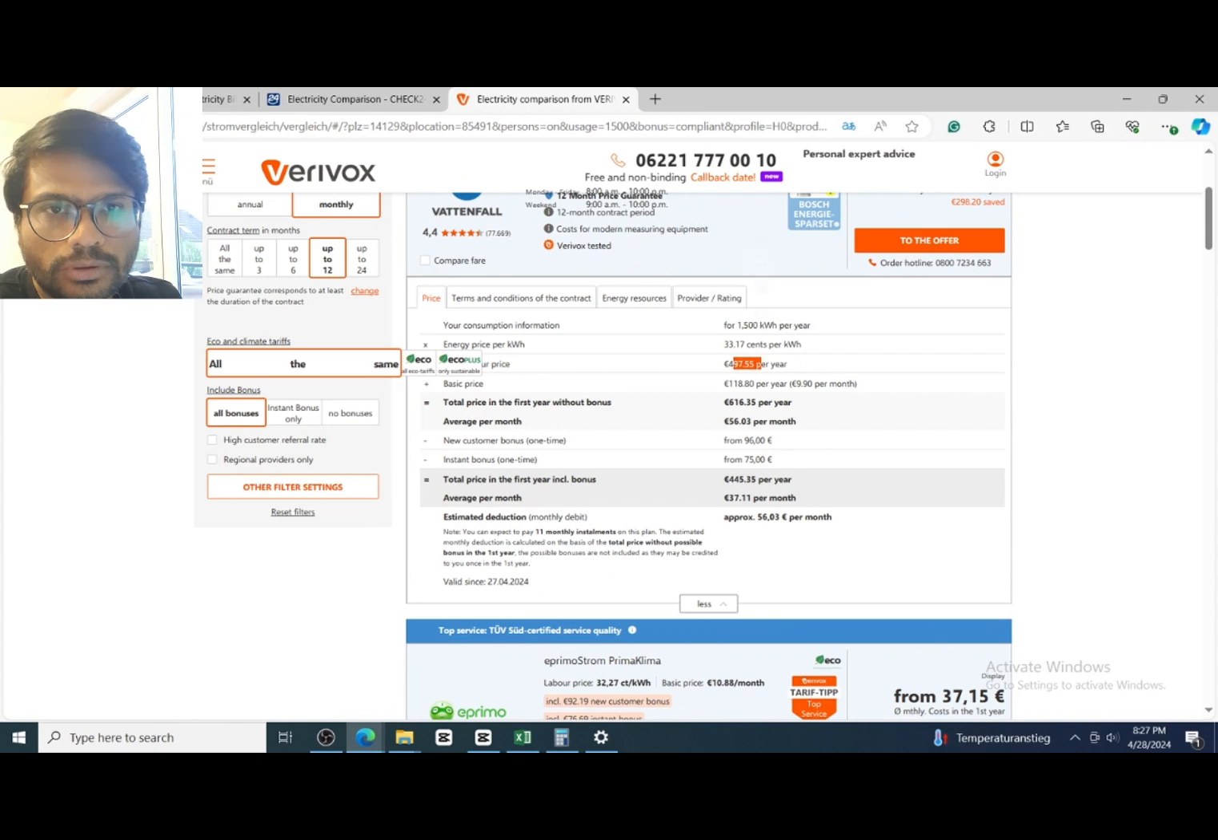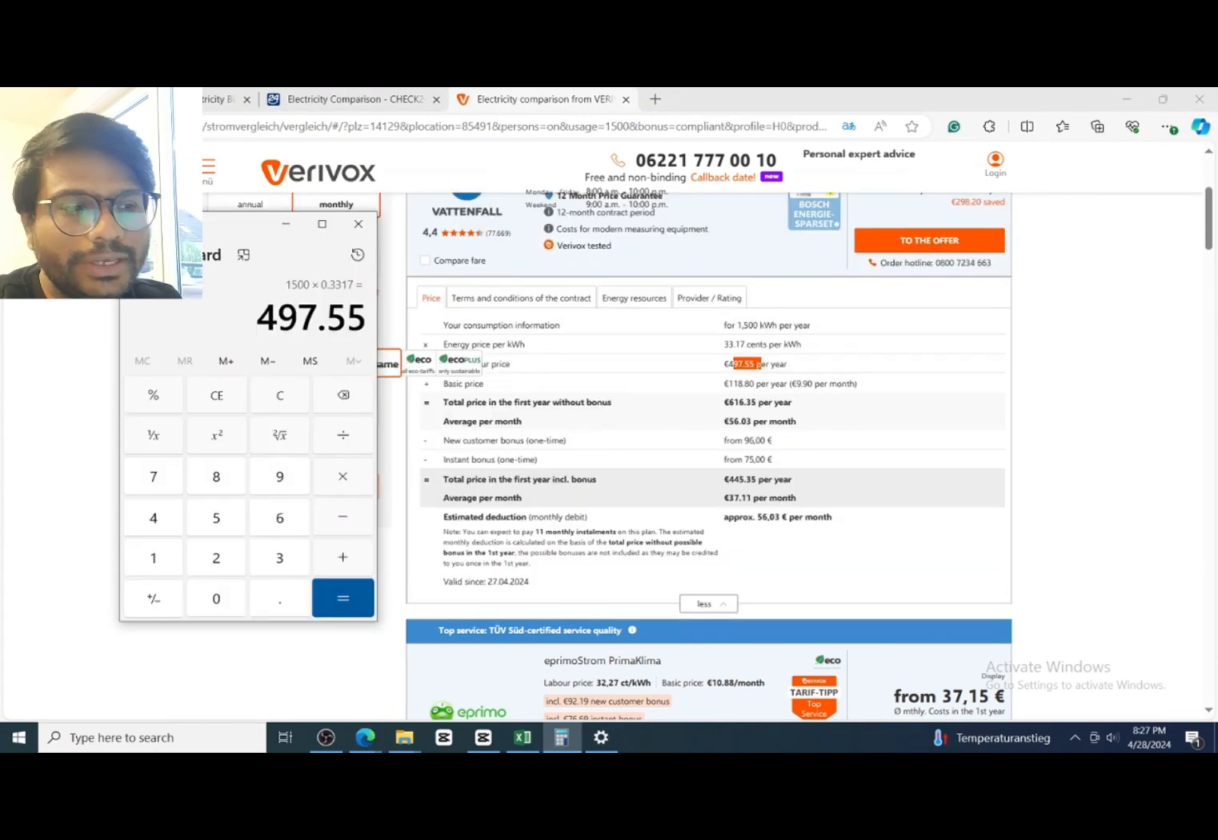Plus, we also have to consider the base price. In this case, the base price is 118.80 per year, which is roughly 9.90 euros per month. If you add this 118.80, roughly you will have to pay 616.35 euros on a yearly basis, which comes to monthly 56 euros.